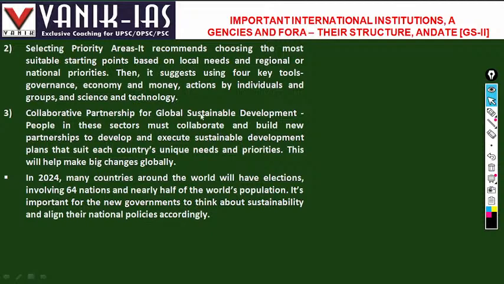Collective partnership for global sustainable development. People in this sector must collaborate and build new partnerships to develop and execute the sustainable development targets set by the United Nations.